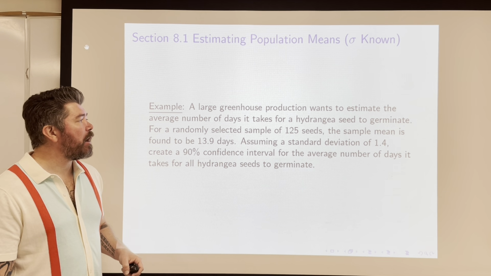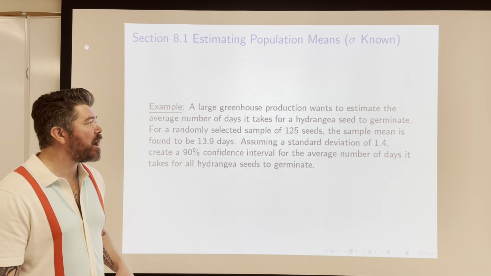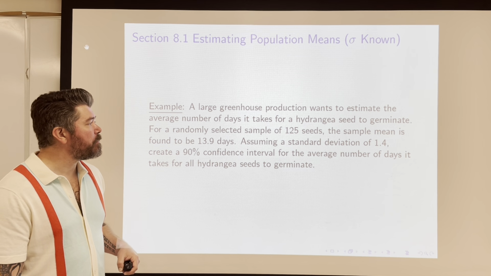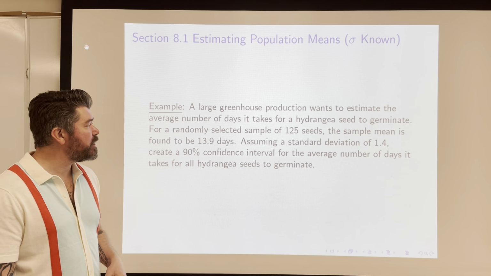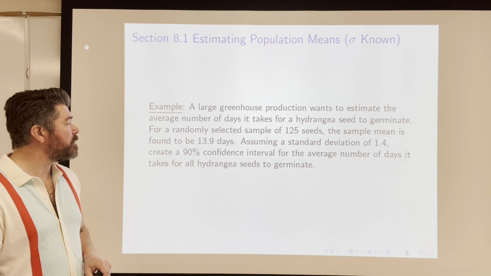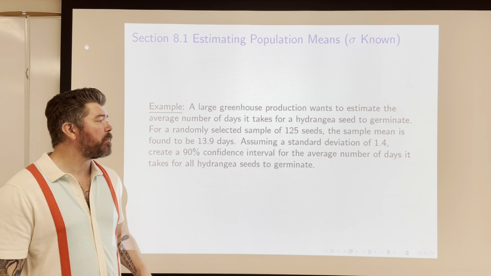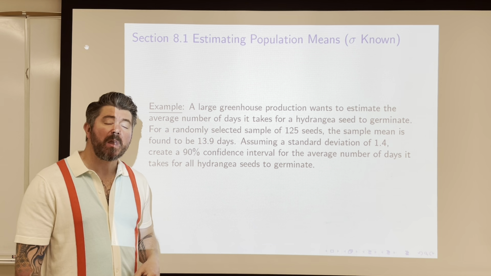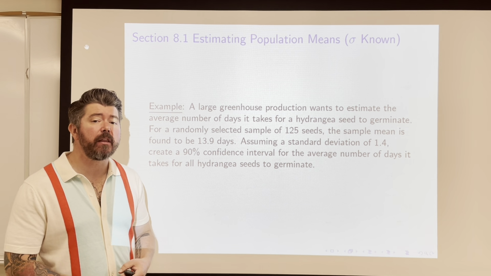So a large greenhouse production wants to estimate the average number of days it takes for hydrangea seed to germinate. For a randomly selected sample of 125 seeds, the sample mean is found to be 13.9 days, assuming a standard deviation of 1.4, create a 90% confidence interval for the average number of days it takes for all hydrangea seeds to germinate. So now pause the video for a second and try to pull out and correctly label all of the numeric values.